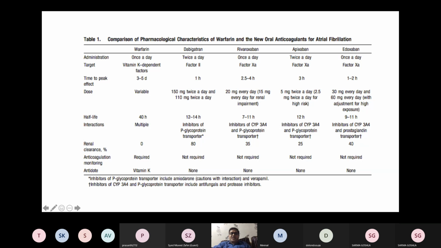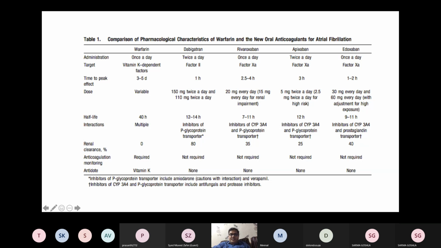The standard dose of warfarin is variable. We need to monitor them and then accordingly adjust the dose. Whereas these are all fixed doses: 150 milligrams twice a day in dabigatran, or 110 milligrams twice a day. Whereas 20 milligrams or 15 milligrams depending on the renal impairment with rivaroxaban, 5 mg or 2.5 mg twice a day with apixaban. And 30 milligrams every day or 60 milligrams every day, with adjustment for high exposure, in edoxaban. Half-life is comparable, all 4 drugs around 12 to 14 hours.